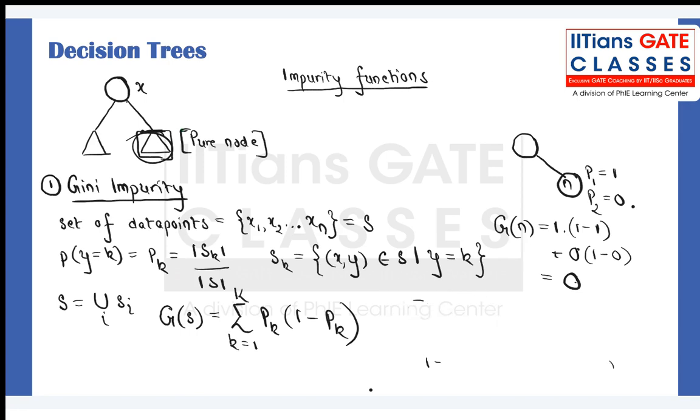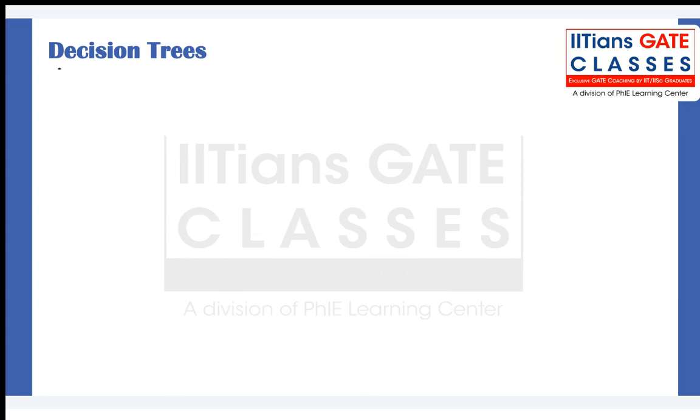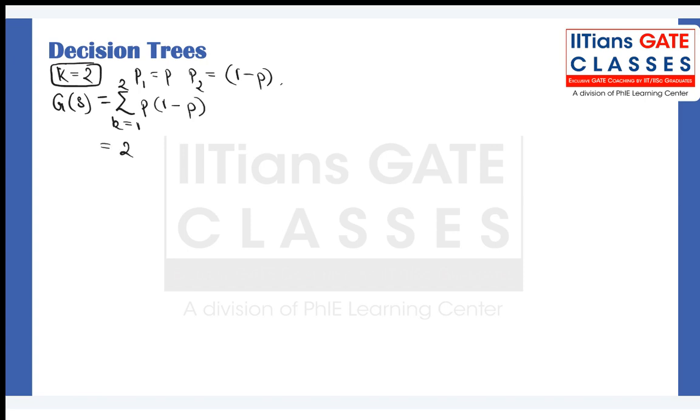So what I mean to say is, if the value of k is 2, then my G of S, and let's say one of the classes I say is P, so P2 is nothing but 1 minus P. If the probability of yes is P, the probability of no will be 1 minus P. So I say G of S is nothing but the summation over k equal to 1 to 2 of P into 1 minus P, and this is nothing but 2P into 1 minus P. And if you plot for different values of P, the graph will look something like this. When the value of P is 0, which is, if the class P1 has no probability and the class P2 has the maximum probability, then your impurity will be 0 because you do not have an impure node.